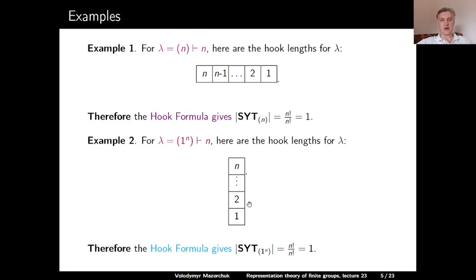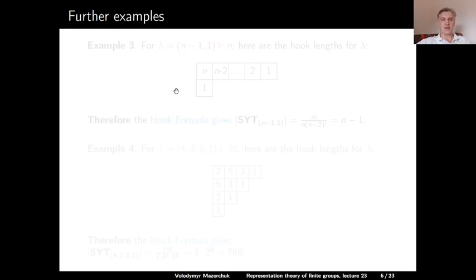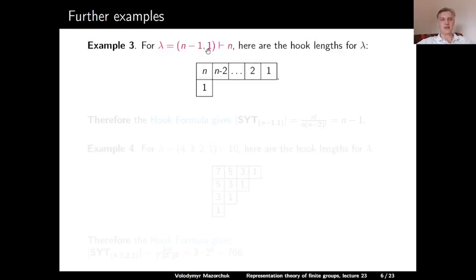So there is exactly one standard Young tableau of shape 1, 1, 1, 1, and so on. The next example is the partition n minus 1, 1. So here are the hook lengths for all boxes. The top left corner box has hook length n because its hook is the whole partition.